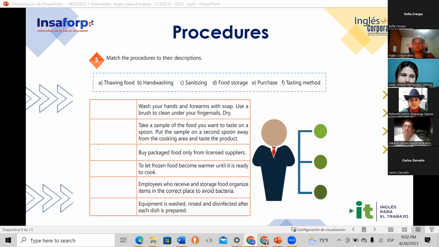Letter C, teacher. Wash your hands and forearms with soap. Use a brush to clean under your fingernails. Dry.